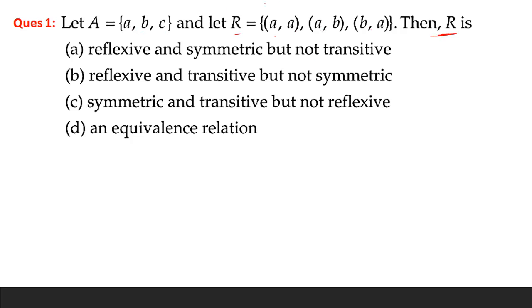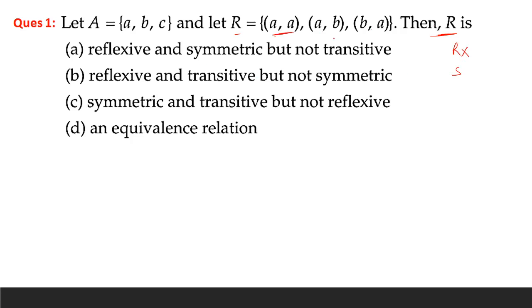Do we have all the doublets in this? How many types of relations have we studied? 3 types: reflexive, symmetric and transitive. Do we have all the doublets here? No, we have only (a,a). We don't have (b,b) and (c,c). It means this is not reflexive.